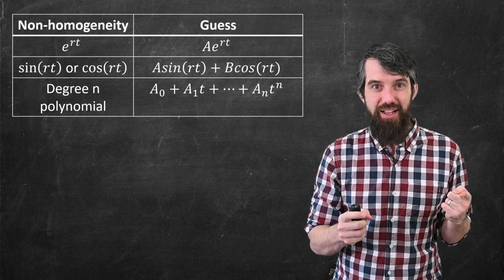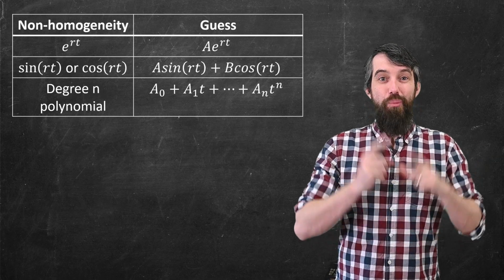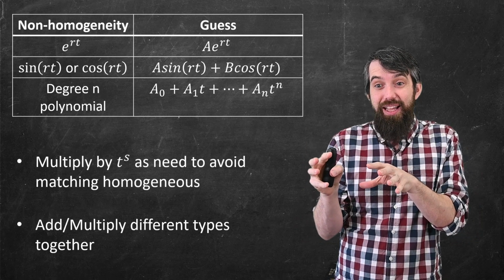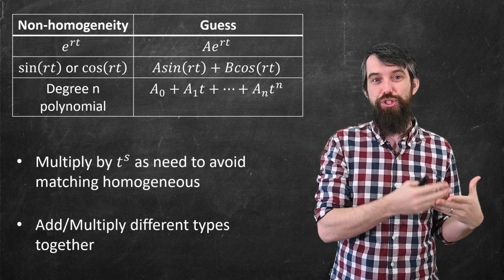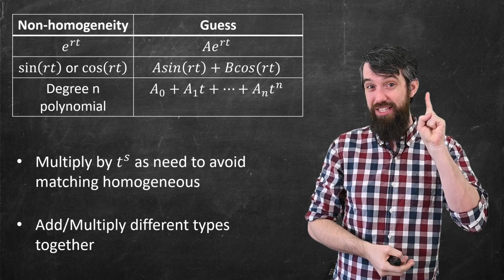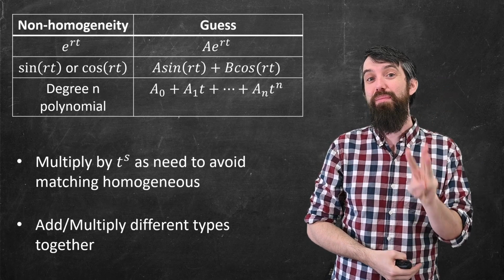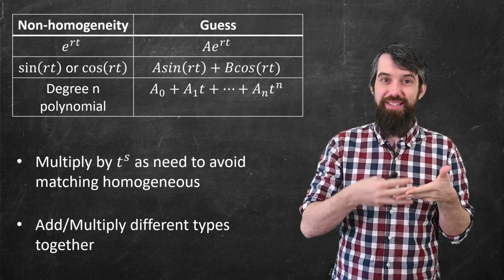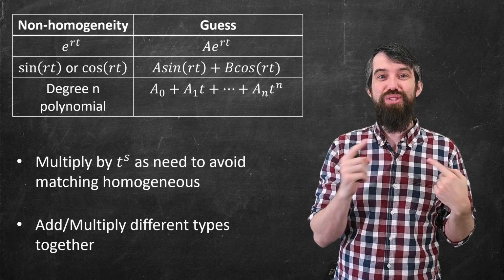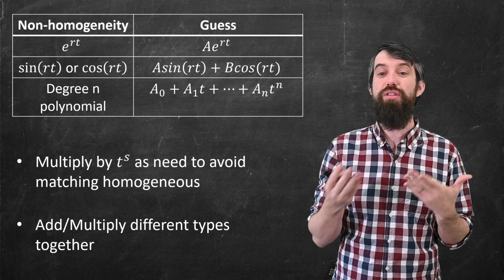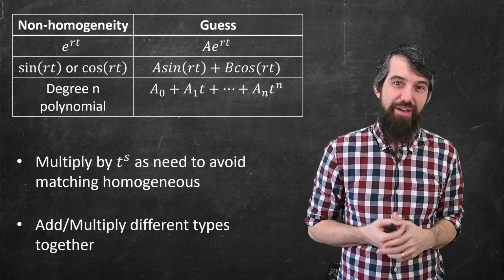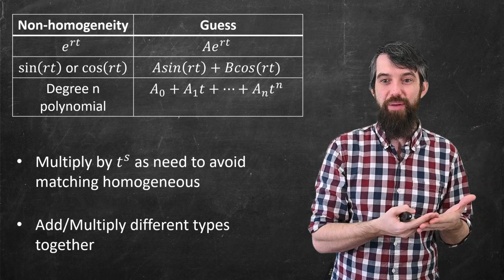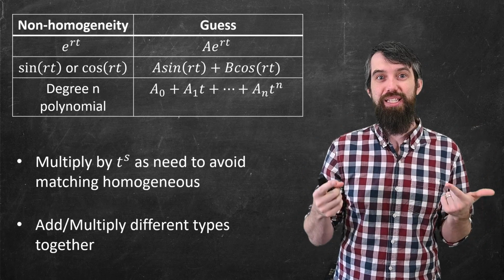And then there's two caveats. The first caveat is what we talked about. You might need to multiply by some t's. If the solution that you get is a matching to the homogeneous, you multiply by t or t squared or t cubed, however many multiplications of t's, s a natural number, you need so that the result you get is not a matching to the homogeneous. And then the final caveat being that you might have a combination of these, like the sum of them or a multiplication of them, in which case you add or multiply the guesses as well.